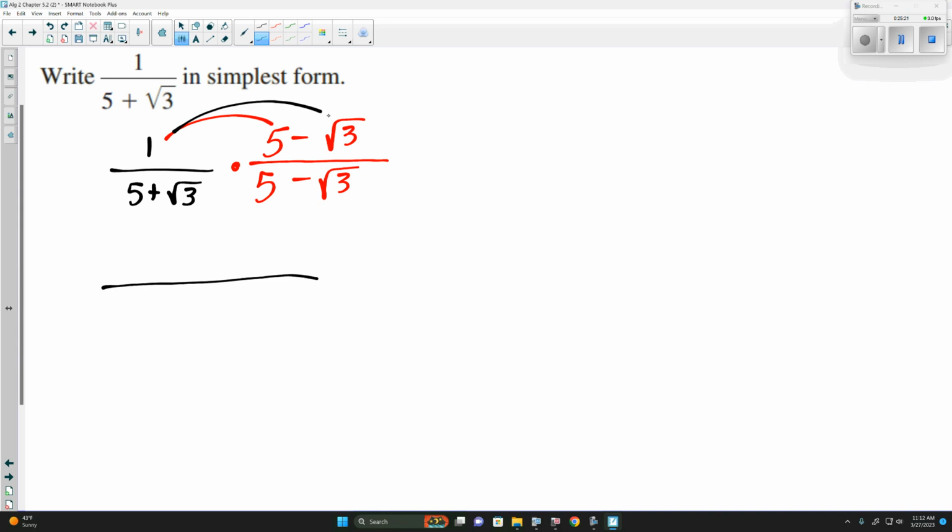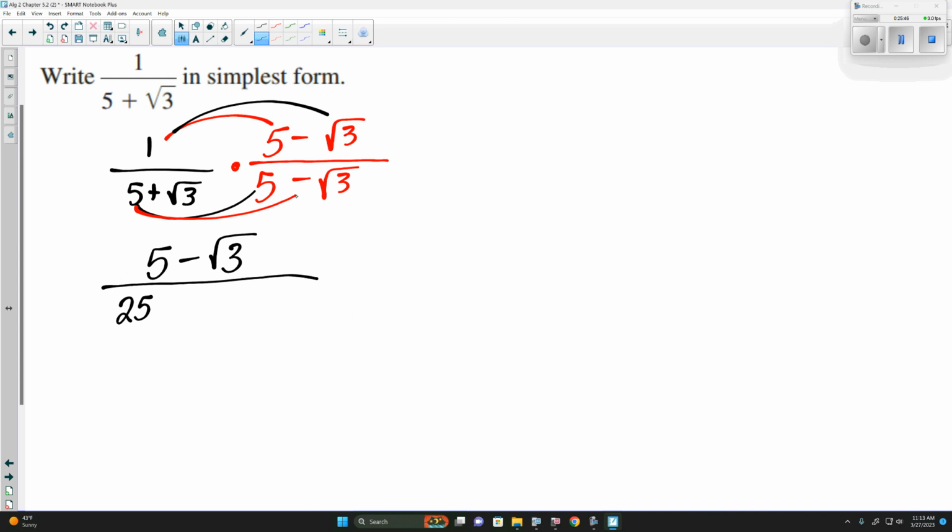Now we can multiply the numerator out. 1 times 5 is 5. 1 times negative square root of 3 is negative square root of 3. Because multiplying by 1 is quite nice. Now we multiply the denominator. 5 times 5 is 25.